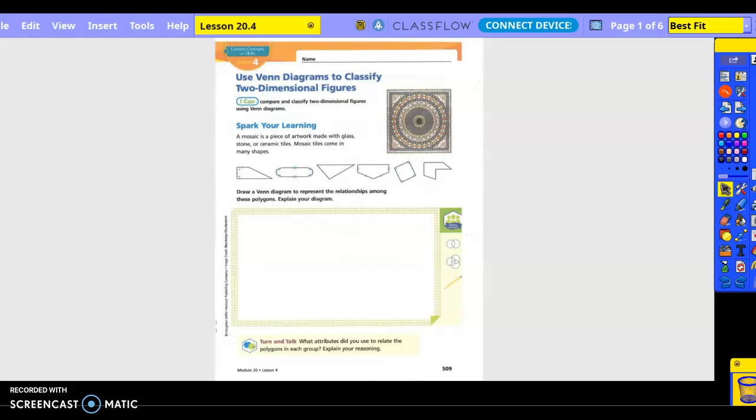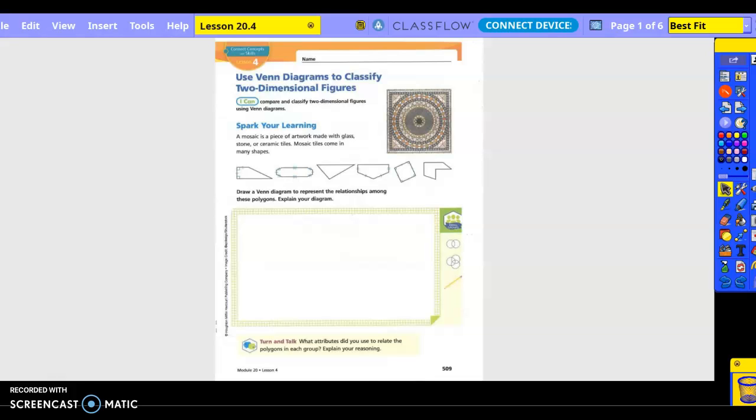20.4. Use Venn diagrams to classify two-dimensional figures. I can compare and classify two-dimensional figures using Venn diagrams. Spark your learning. A mosaic is a piece of artwork made with glass, stone, or ceramic tiles. Mosaic tiles come in many shapes. Draw a Venn diagram to represent the relationships among these polygons.